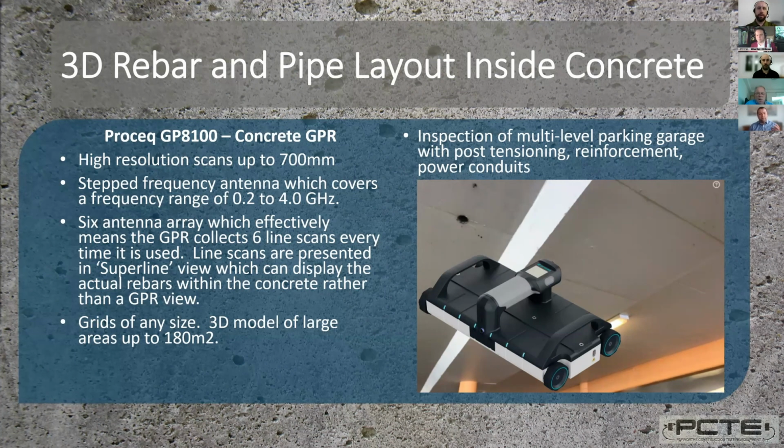Next, I'm just going to talk a little bit about the GP8100, which is a concrete scanner. It can go to 700 mil depth, and it has 6 antennas inside, so it's an array. Each time that you move it forward, you collect 6 lines of data. You can collect really big 3D models using this GPR, up to 180 square meter and flexible grid size as well. I've done a number of different large grids with customers, who put canvases down or just mark out grids on site. You can do 2 by 2 meter or 1 meter by 9 meter long 3D models right on top of the concrete that you're scanning.